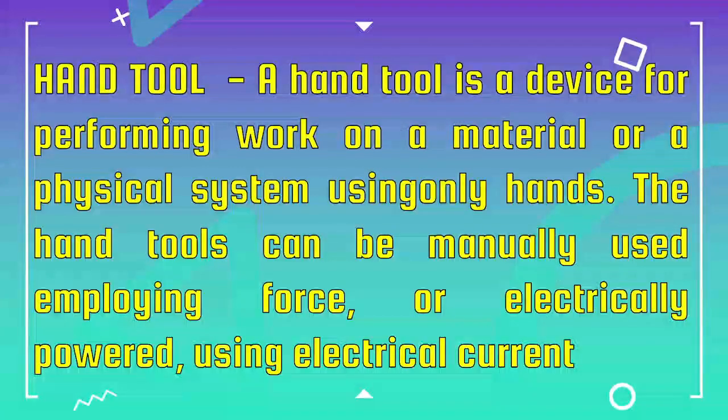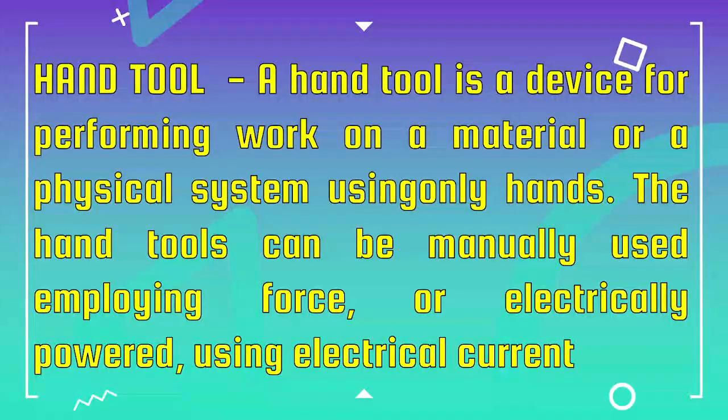Second in the hardware category is the hand tool. Most tools used in the computer assembly process are small hand tools. They are available individually or as part of a computer repair toolkit. A hand tool is a device for performing work on a material or a physical system using only hands. Hand tools can be manually used employing force or electrically powered using electrical current.